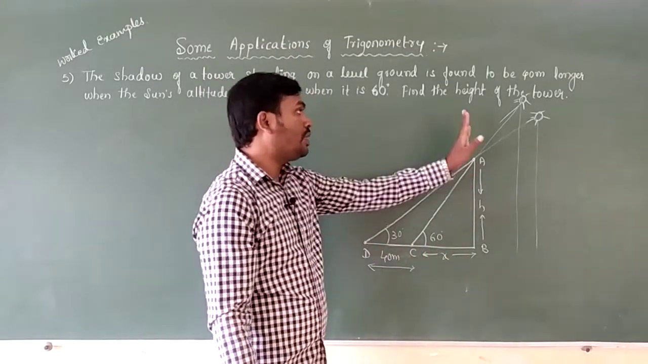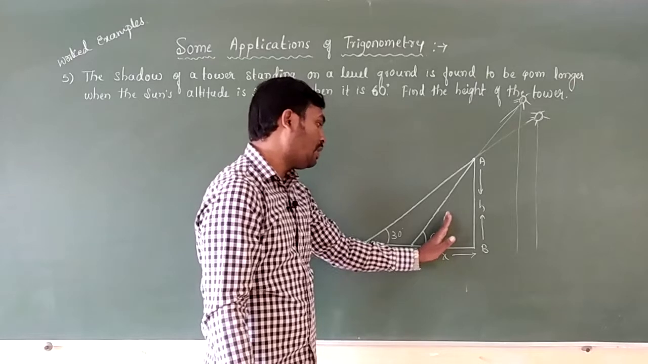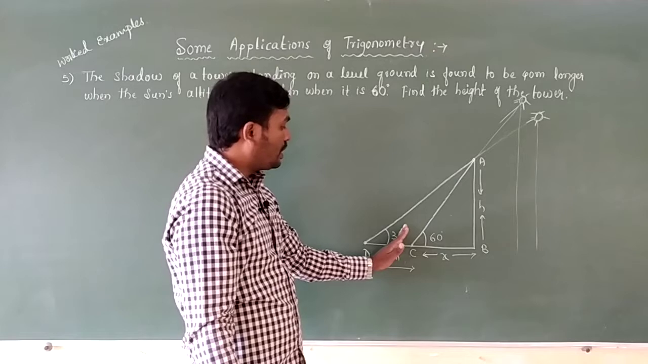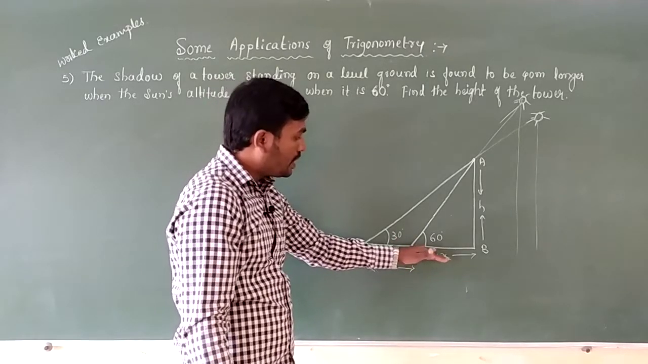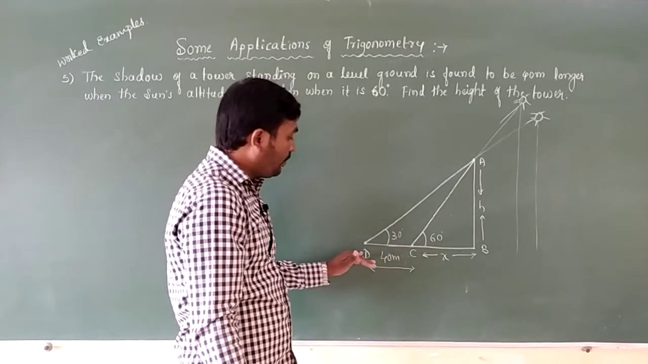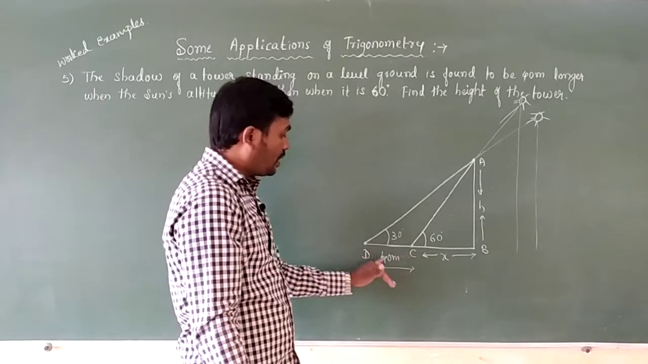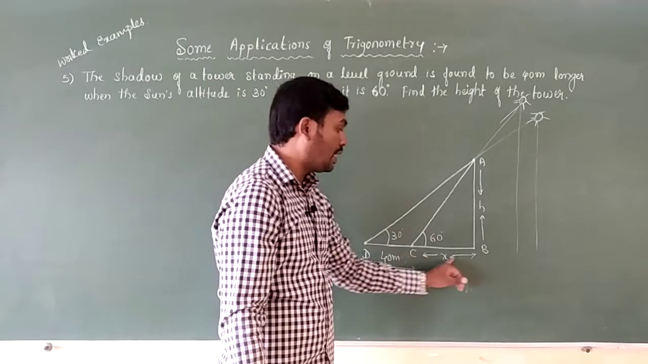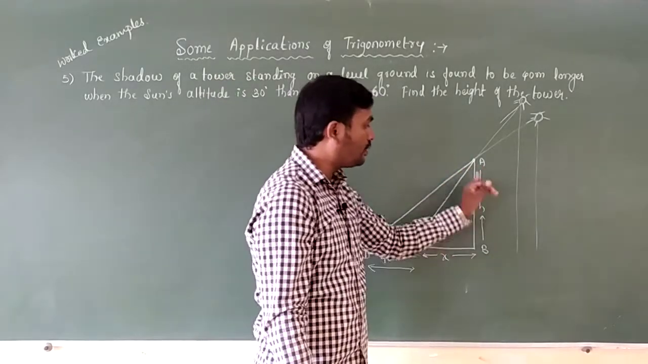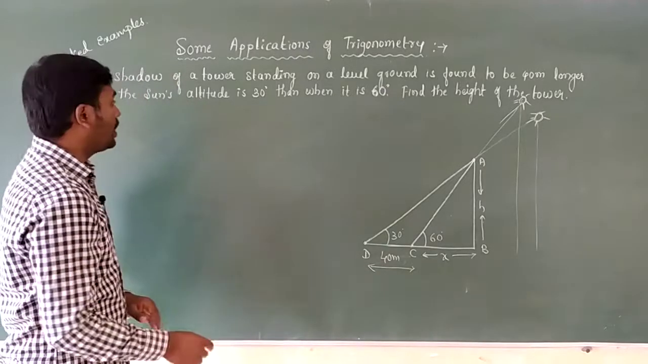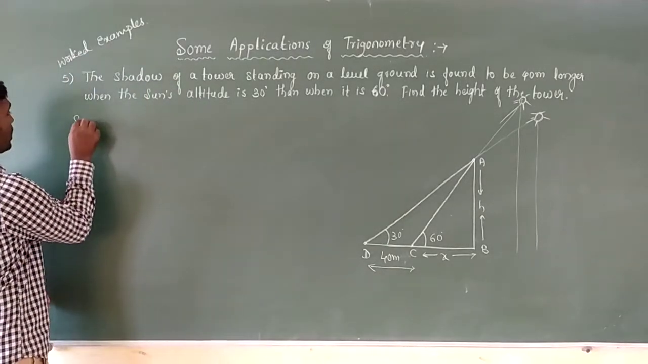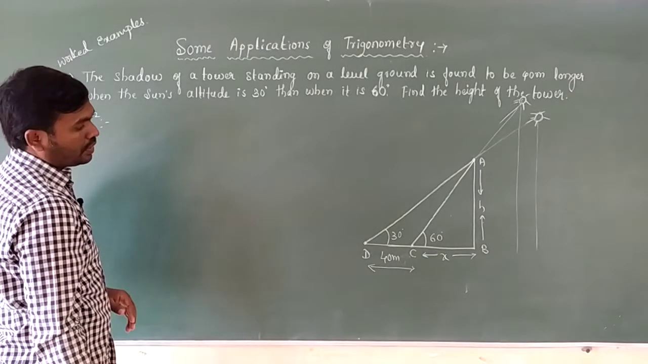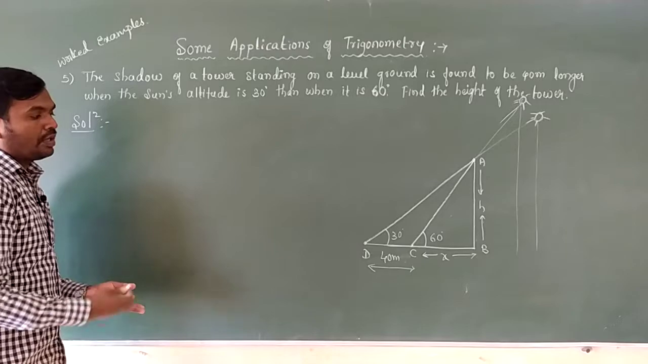When the sun's altitude makes an angle of 60 degrees with the ground, and then 30 degrees, the distance between the 60 degree shadow and the 30 degree shadow, from this point to this point, is 40 meters. We don't know this length and we have to find the height of the tower. Let us find the solution for this by using, first, any one of the triangles.